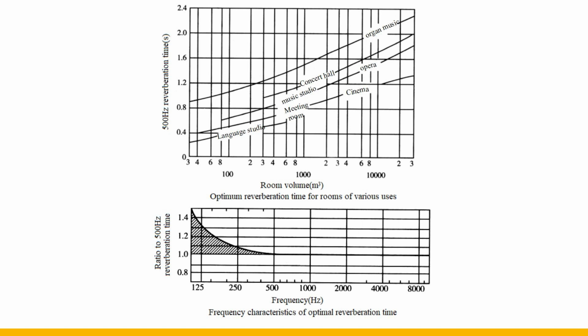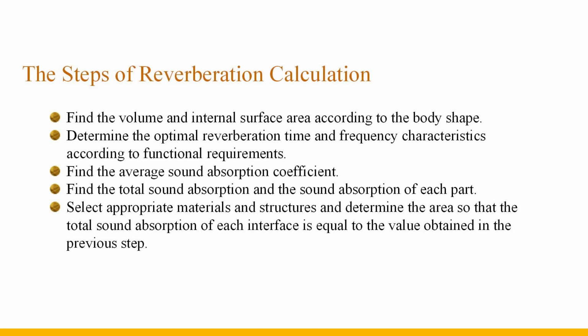Because the air absorbs high frequencies, it is difficult to make a high-frequency reverberation time constant with the intermediate frequency. However, due to listening habits, unless there are special requirements, it is not appropriate to shorten the high-frequency reverberation time, to avoid an unnatural feeling. The steps of reverberation calculation are: the first, find the volume V and the internal surface area S according to the designed hall shape.